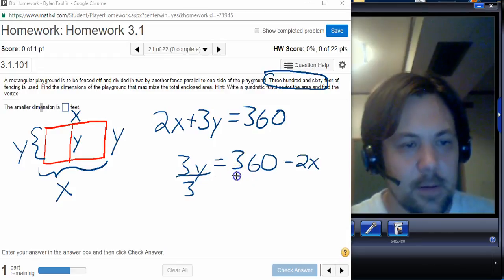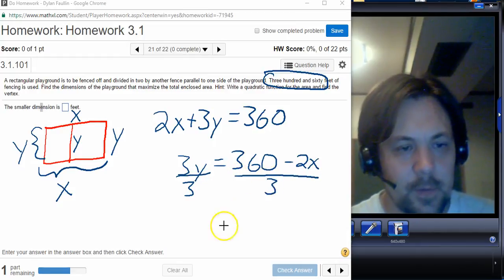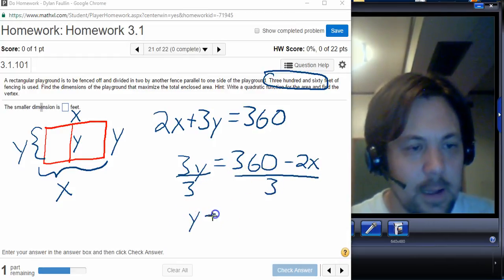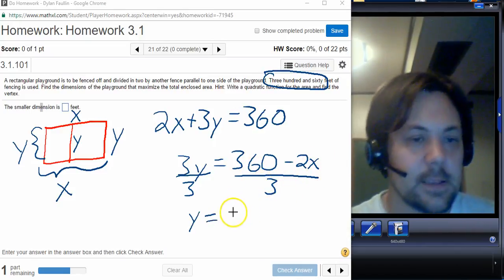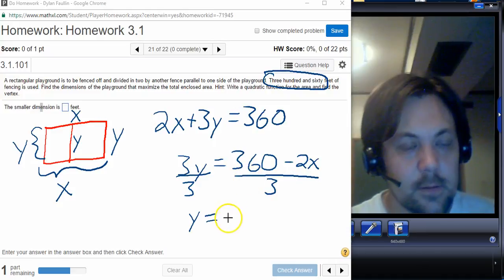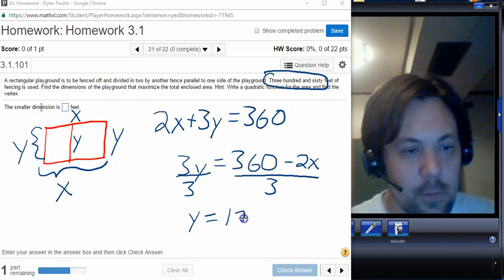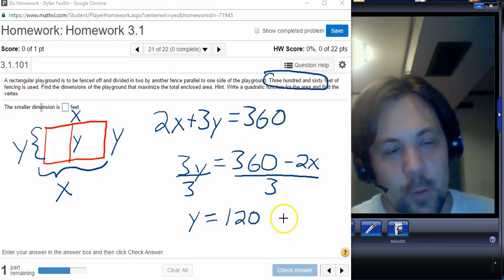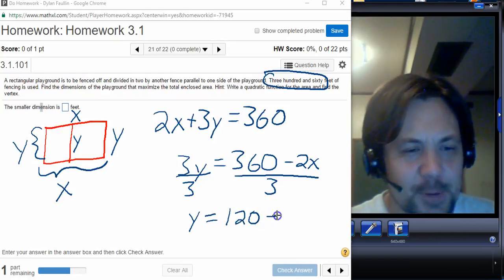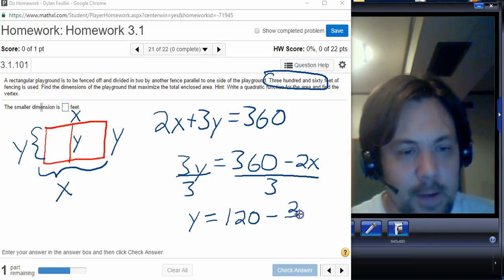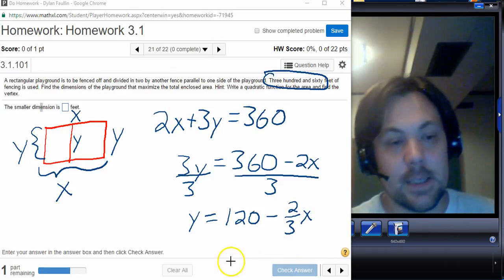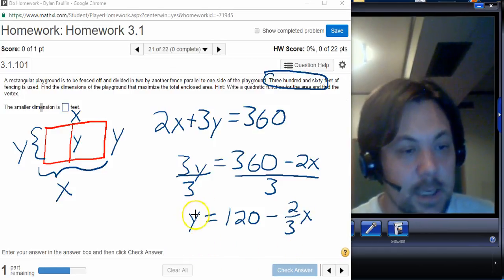I'll go ahead and show that because this is going to take a little bit of work to simplify. We're going to end up with y equals, the 3 divides into the 360 and also divides into the 2x. So the 3, when it divides into the 360, will result in the quotient of 120. The 3 divides into the 2x, and we're going to rearrange that a little bit to make it look like this. So we'll get 2/3 x there. So we get 120 minus 2/3 x.